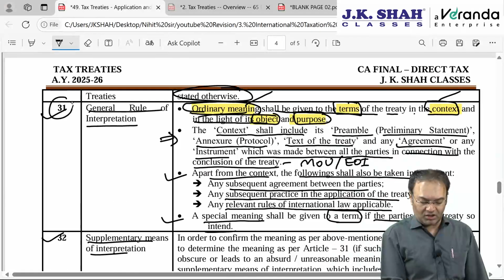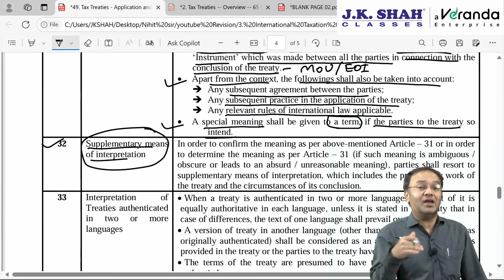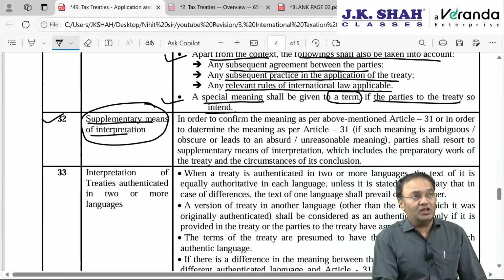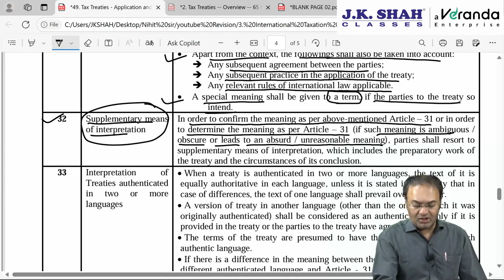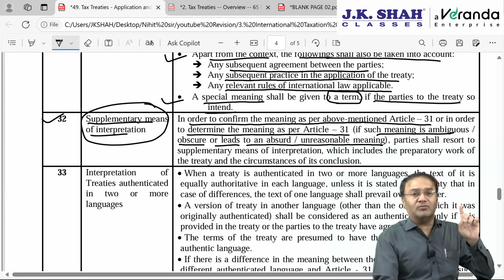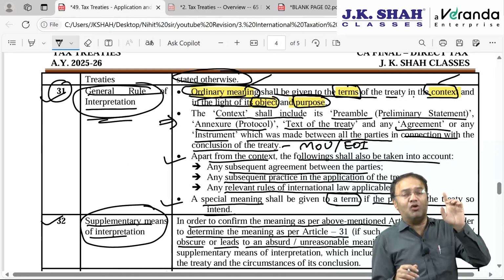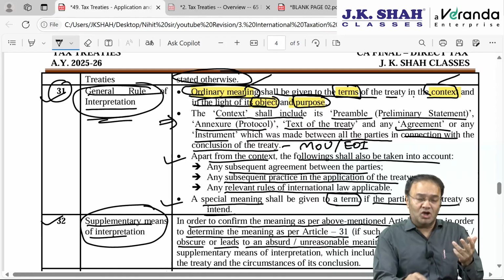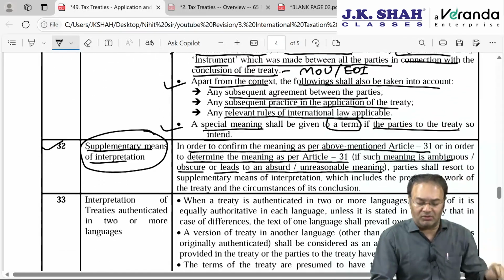So what was Article 31? General rule for interpretation. Now supplementary means can be understood as external aids. It says either in order to confirm the meaning as per Article 31 or to determine the meaning as per Article 31, if the meaning is ambiguous or obscure or leads to an absurd or unreasonable meaning. Article 31 is the general rule. Whatever meaning is derived, in order to confirm whether that meaning is correct or not, or if Article 31 is unable to derive the correct meaning, then to derive the correct meaning, Article 32 will be applied.